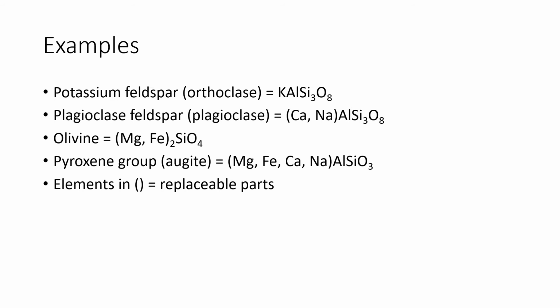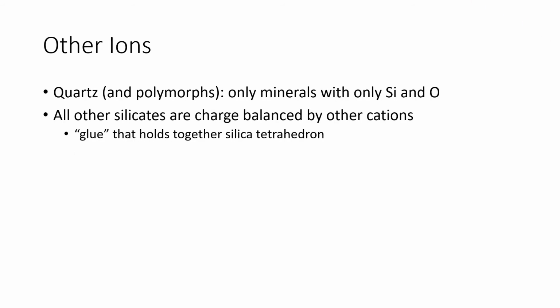Jasper has iron in it, which is why it's red. It's also microcrystalline, so that's why it seems to be solid and not see-through. Opal is another quartz, but it'll have water in its system, and it's also microcrystalline. So quartz and other polymorphs are only minerals with silica and oxygen, okay? Meaning they don't have iron added to it, so it's not an iron silicate, it's just silicate. All other silicates are charge balanced by other cations, which is the glue that holds together the silica tetrahedron.